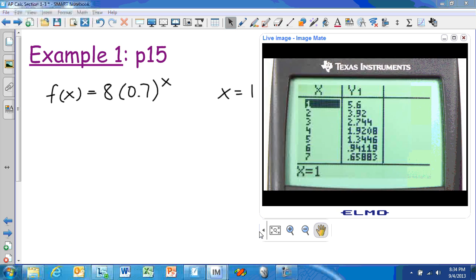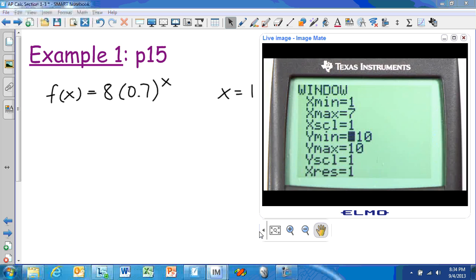Go to your table features, second table, and it will generate some y values for me. So I can see that at x equals 1, y is 5.6, and then at 2 it's 3.92, and so forth. It decreases all the way down to, at 7, it's at 0.65. So I can see that the highest this ever gets is 5.6. I'm going to go ahead and set the maximum then for y's, let me go back to my window, to be 6.